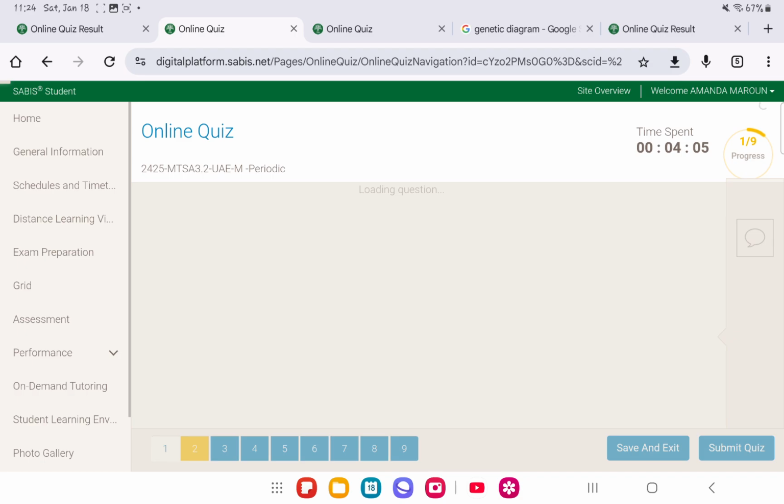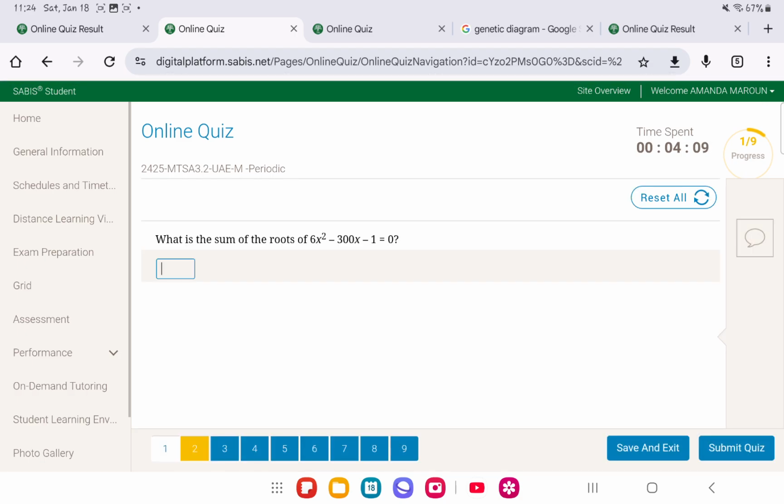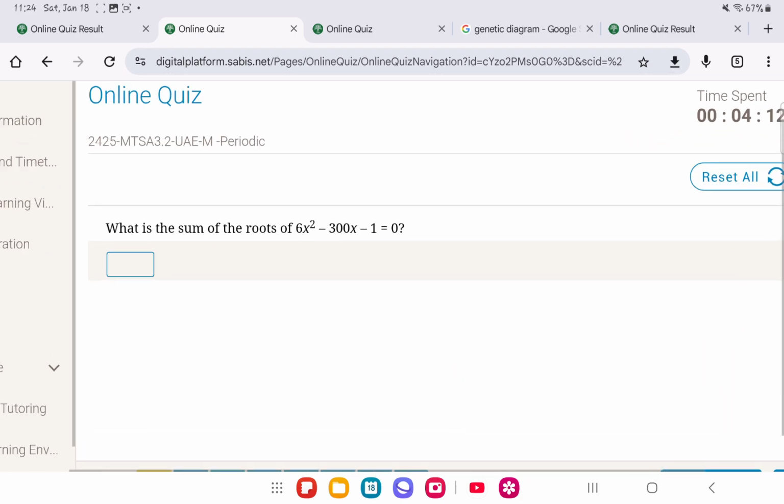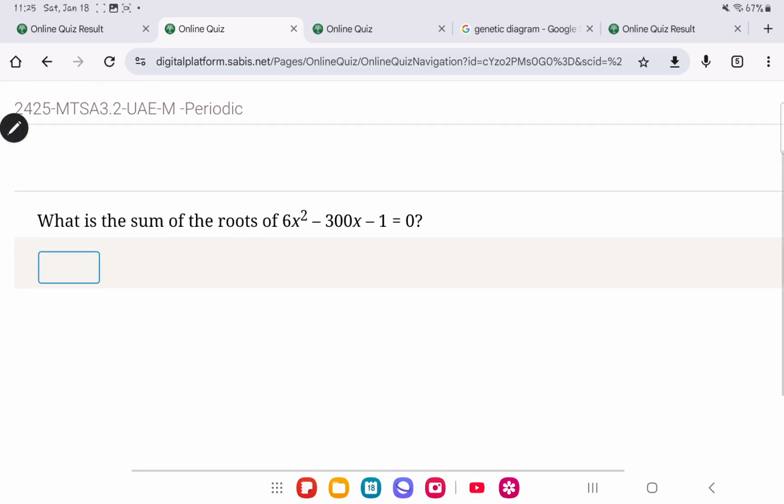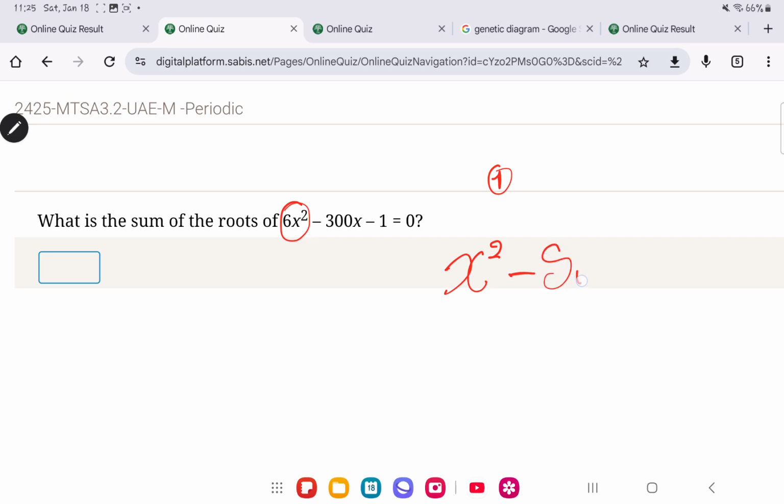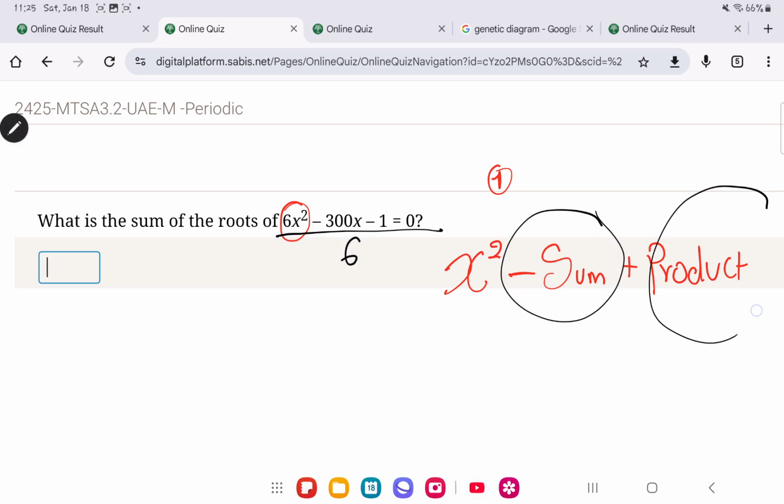Moving on to question number 2. What is the sum of the roots of this? Now, very simply, if you don't want to memorize a lot of equations, the only thing you need to know to find the sum is that the number next to x squared has to be 1. If it is 1, then you can apply this rule that x squared, minus the sum plus the product. So if we divide everything by 6, then we can find the sum and we can find the product.